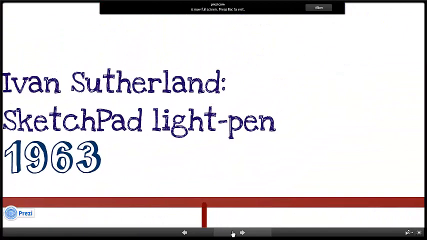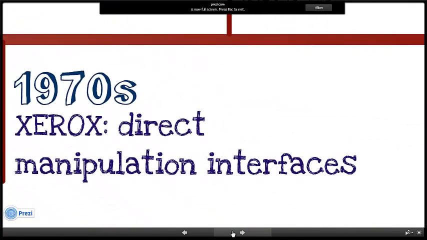The historical growth of HCI can be found in many basic interactions. One of the earliest examples is the direct manipulation of graphical objects via the Sketchpad light pen, which was developed by Ivan Sutherland in 1963. The light pen facilitated grabbing, moving, changing, and constraining items. The idea of WYSIWYG, what you see is what you get, was first introduced as part of the concept of direct manipulation interfaces, which was researched by Xerox PARC in the 1970s.